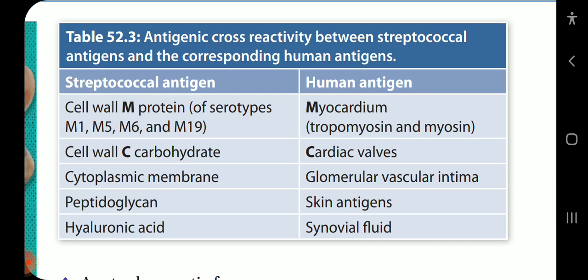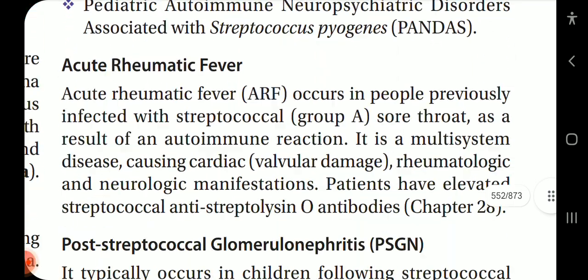Antigenic cross-reactivity between streptococcal antigen and the corresponding human antigen. Streptococcal cell wall M protein of serotypes M1, M5, M6, M19 corresponds to human antigens of myocardium, tropomyosin and myosin. Cell wall C carbohydrate of the streptococcal antigen corresponds to cardiac valve antigen of human. Streptococcal cytoplasmic membrane antigen corresponds to glomerular vascular intima of human antigen. Peptidoglycan of the streptococcal antigen corresponds to skin antigen of human. Hyaluronic acid of the streptococcal antigen corresponds to synovial fluid of human antigen.